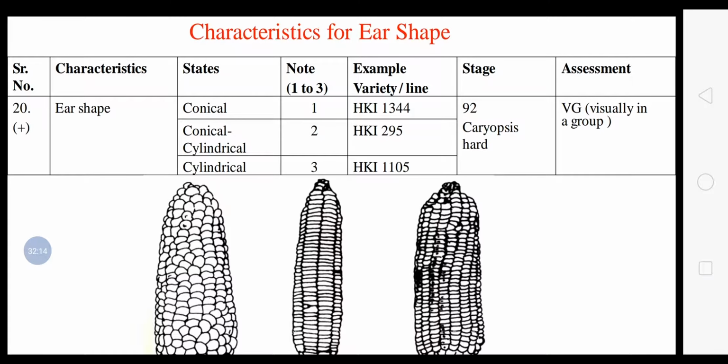The 20th characteristic is ear shape. Ear shape may be conical, which is scored as 1. Example is HKI 1344. Conical-cylindrical is scored as 2. That example is HKI 295, and cylindrical is scored as 3. Example is HKI 1105. Here the stage is again caryopsis hard stage. The characteristic is taken visually in groups.